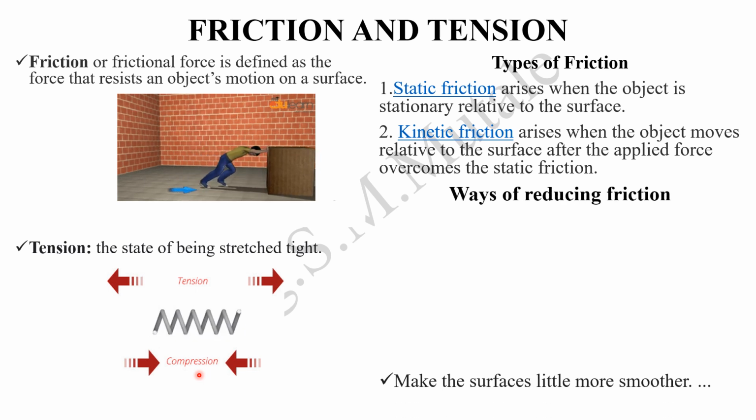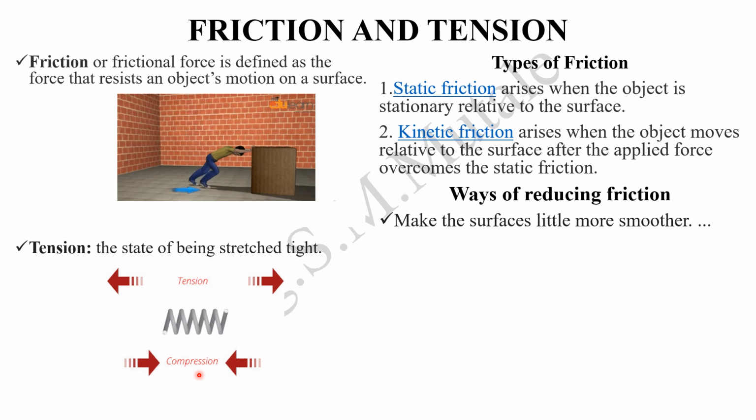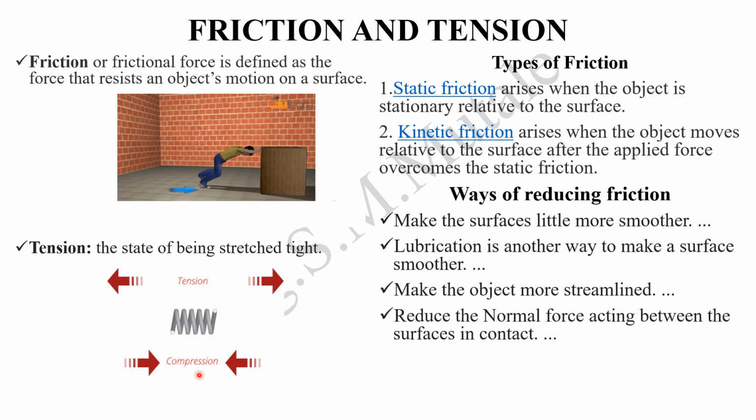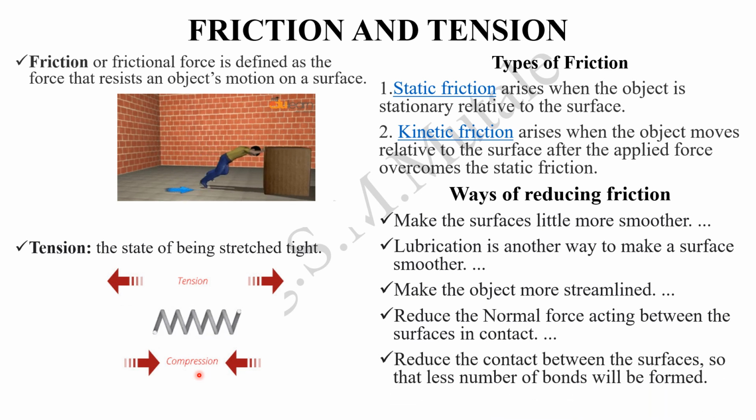So how do you reduce friction? Ways to reduce friction. Number one, you make the surfaces a little smoother, by lubrication. You make the object more streamlined, reduce the normal force acting between the surfaces in contact, and we can also reduce friction by reducing the contact between the surfaces so that fewer bonds will be formed. These are some of the ways in which you can reduce friction.